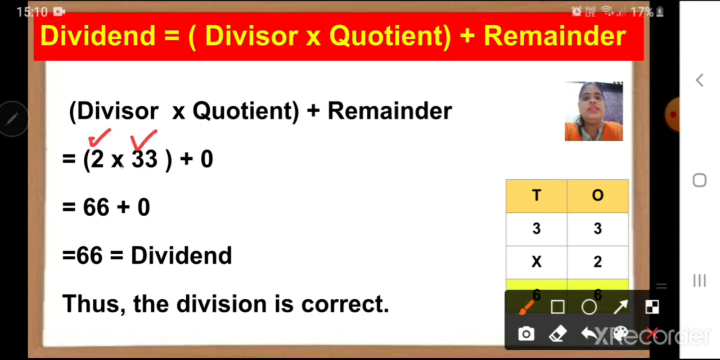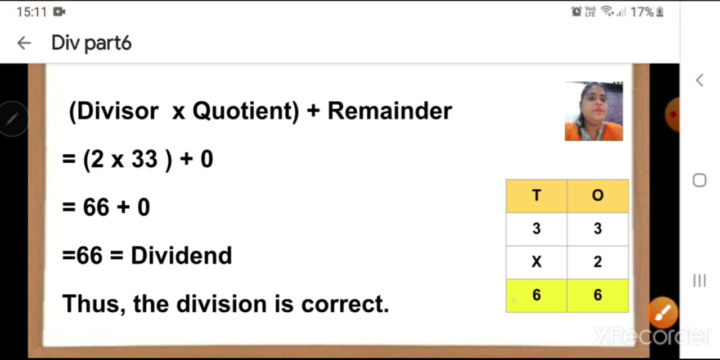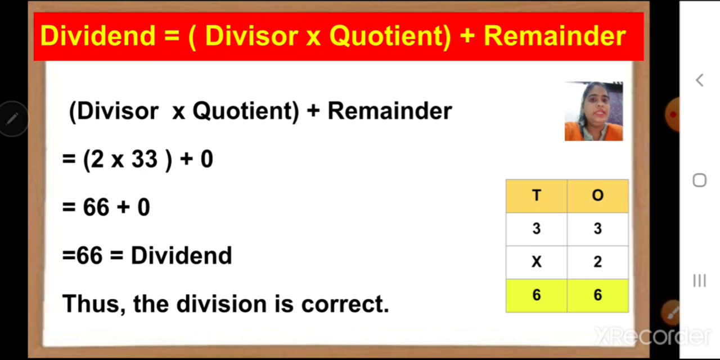Quotient is equal to 33. So 2 into 33 plus 0. 0 is our remainder. Now 2 into 33 is equal to 66. 66 plus 0, and 66 is our dividend. Thus, the division is correct. See here children, I have done the multiplication. You are also going to do the multiplication. 2 3s are 6, 2 3s are 6, 66. Note down children in your notebook.